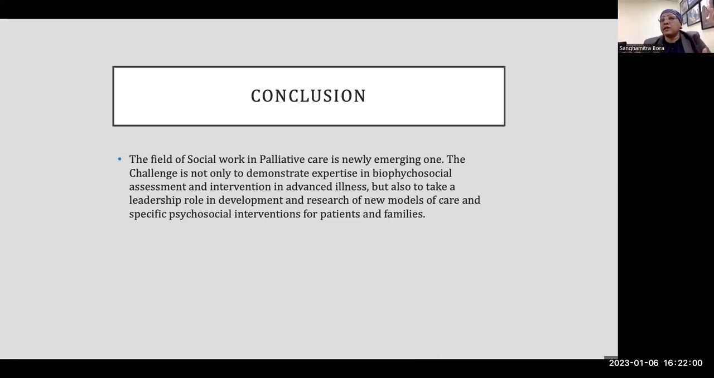It cannot be just a physician or a nurse or a chaplain for that matter. It has to come from your heart. And then you come to know your goals, how you perform for the betterment of the patients. So thank you very much for giving me a patient hearing. If you have questions, I'll try to answer them. Thank you.